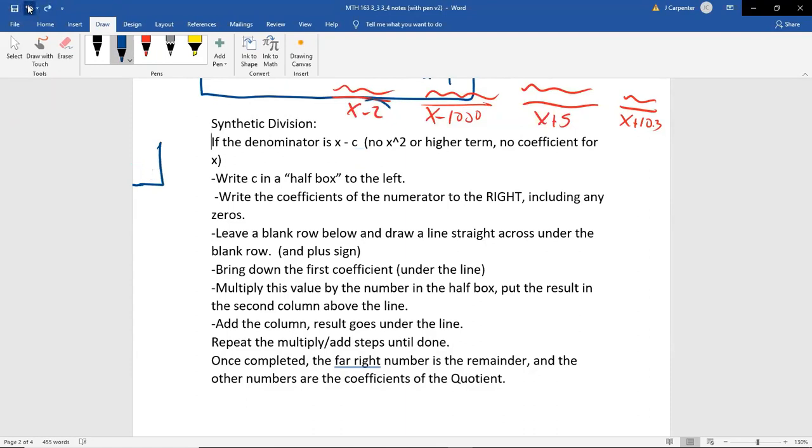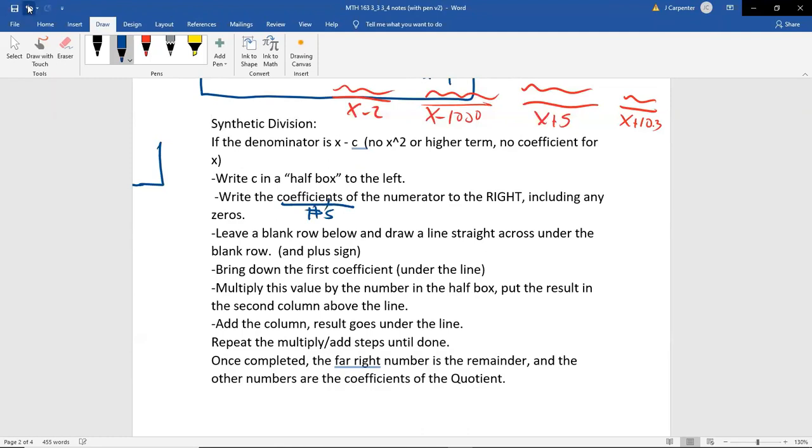So again, this number's sign and whatever goes here will be opposites. To the right of this half box, you're going to write the coefficients of the numerator, including any zeros. We talked about with the long division how if you didn't have an x squared term and an x cubed term, you needed a 0 because it was a placeholder. That same principle holds here. But we're only going to write the coefficients.